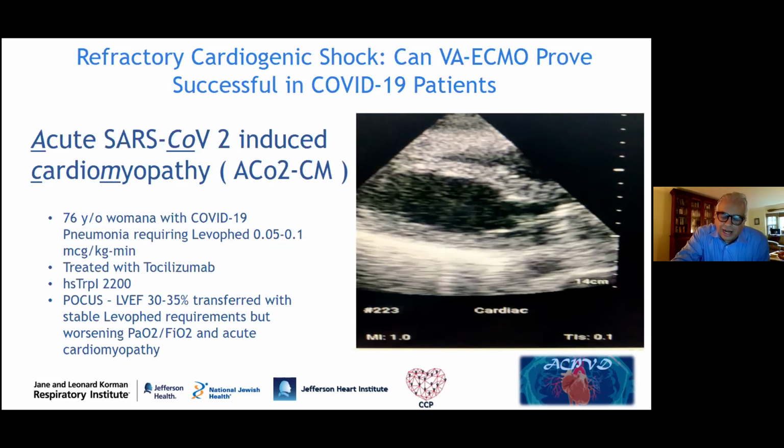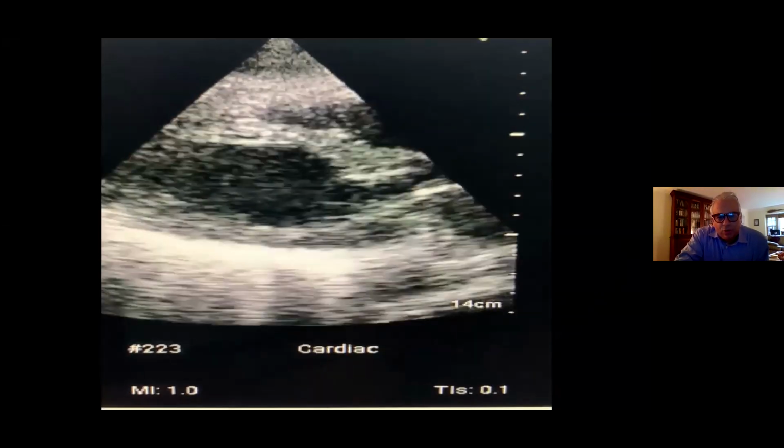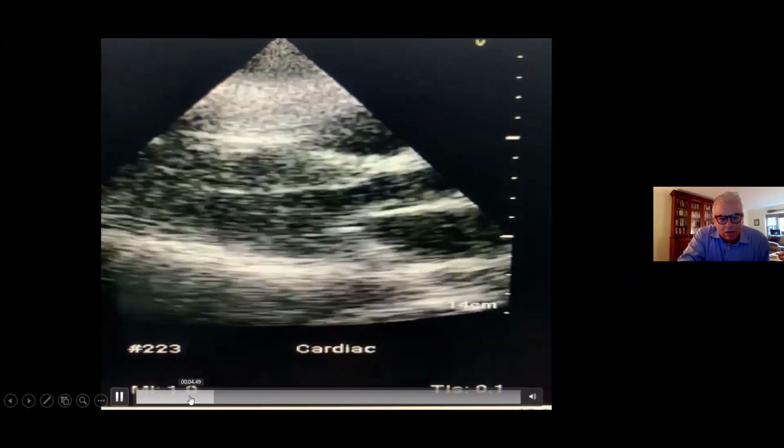She was not a candidate at this age and with this degree of LV dysfunction for ECMO. This was some of the early days, and I still think we would not put this woman on VA ECMO at this age. So we treated her conservatively, and here's her echo when she first came in. You see the point of care ultrasound showing an EF that's compromised.